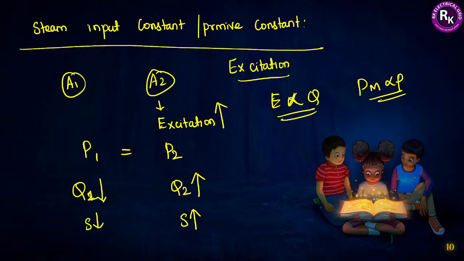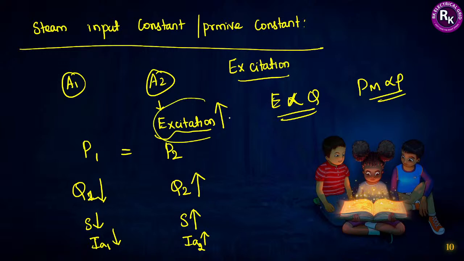After that, while increasing the excitation, as usual, the armature current will increase in machine 2, where I am increasing the excitation. Then in the opposite machine, the armature current will decrease.